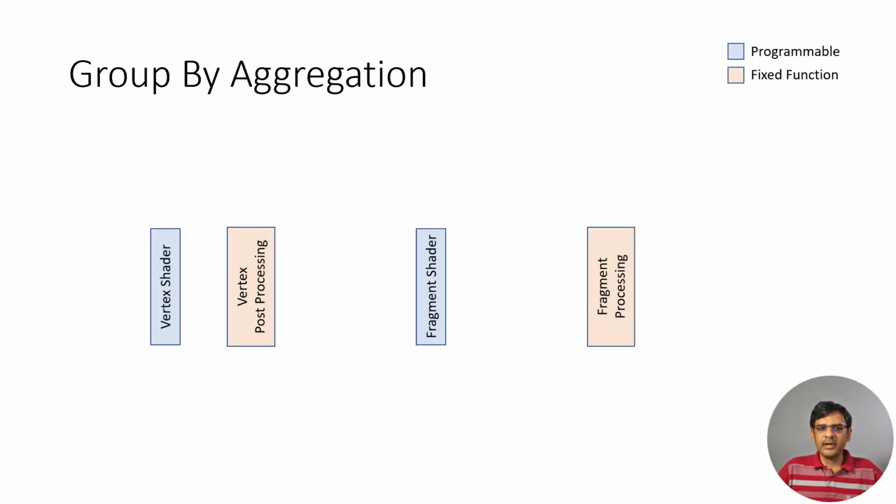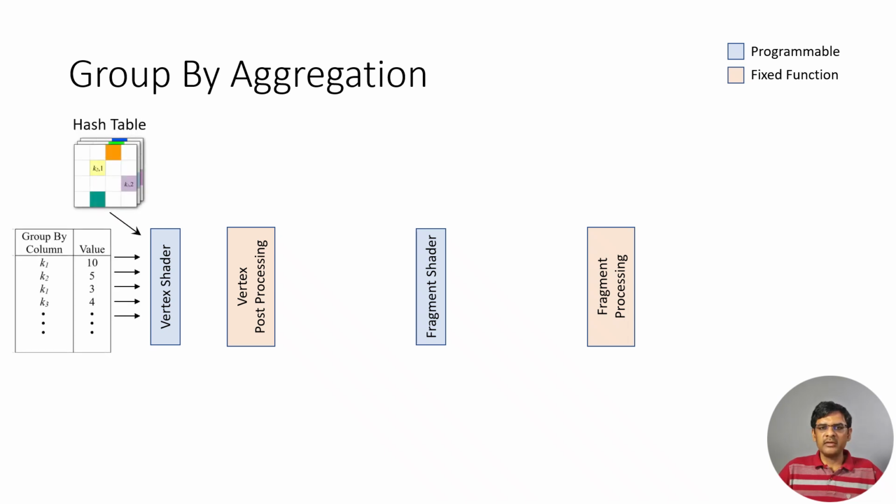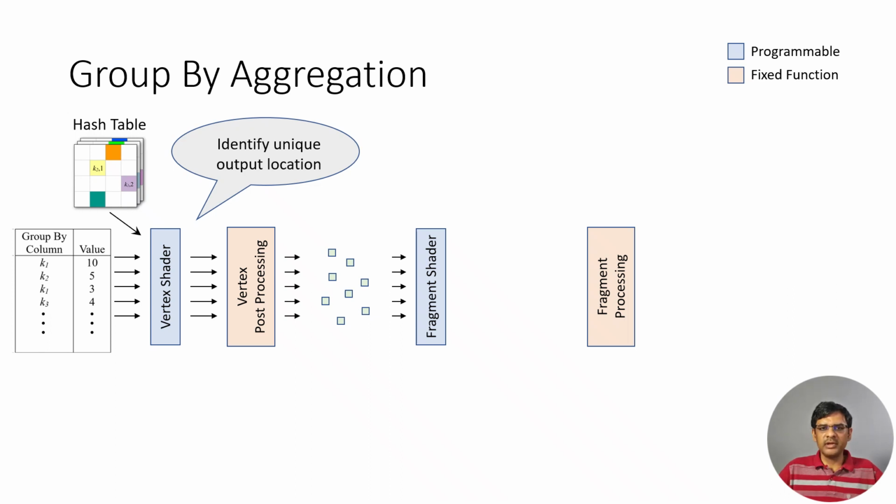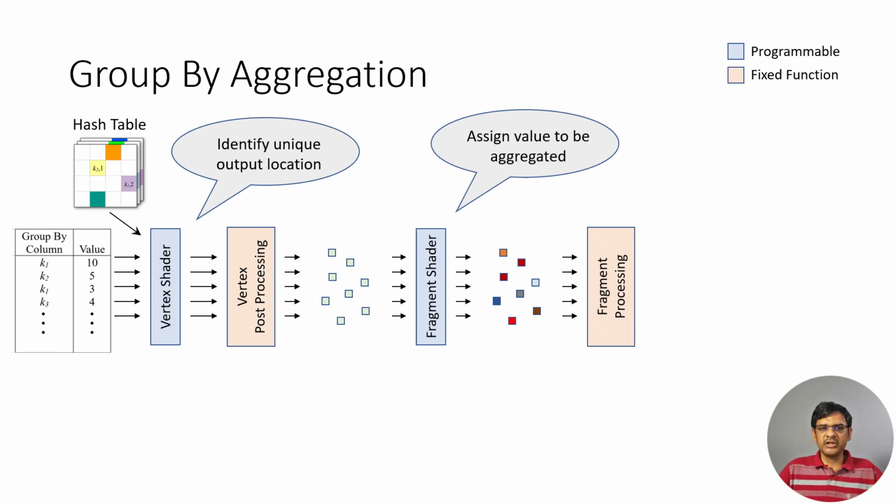Let us now briefly look at the group by operation. The first step of the group by is similar to that of the join. We basically compute the hash table, with the only difference being that we ignore duplicates during the computation. The aggregation step is then accomplished using the graphics pipeline as follows. Here, the group by column and values are again bound as vertex buffers, and the hash table bound as textures. The vertex shader is then used to identify the unique output locations for each tuple, and the corresponding fragments are generated. The value to be aggregated is then assigned in the fragment shader.